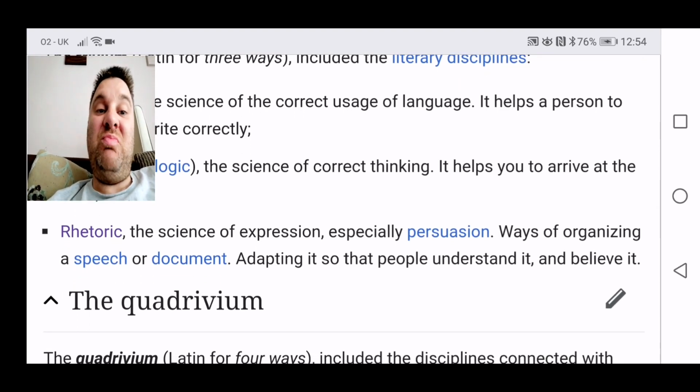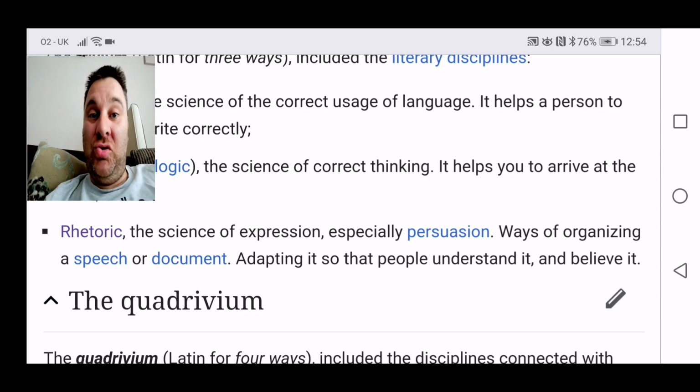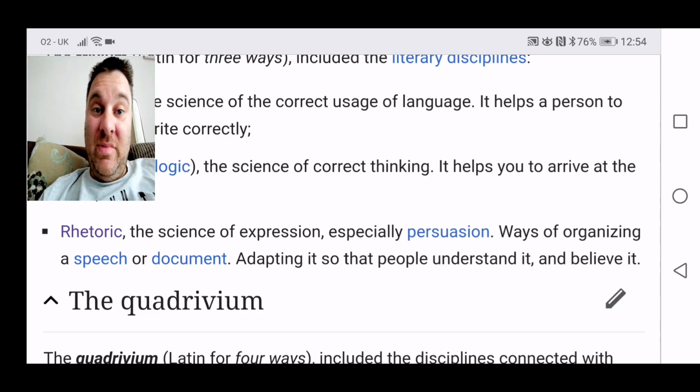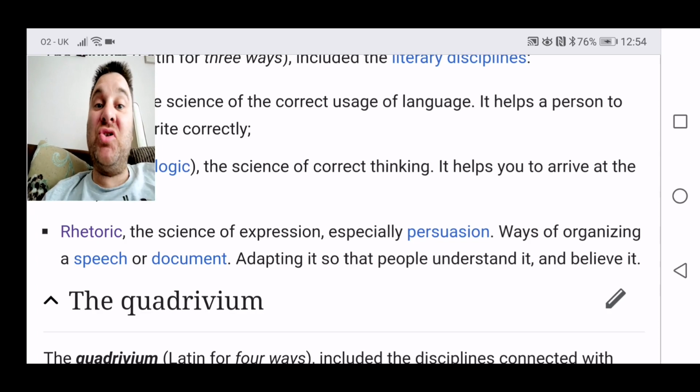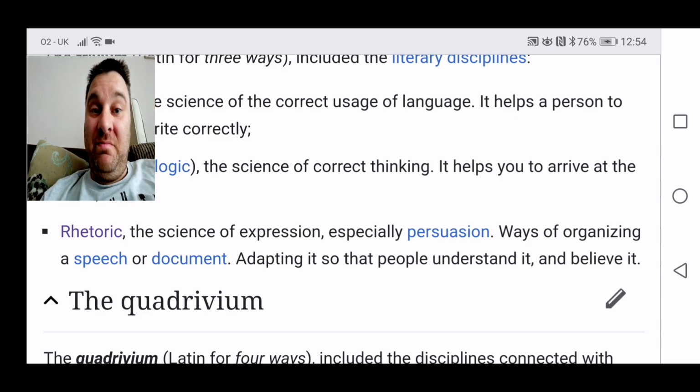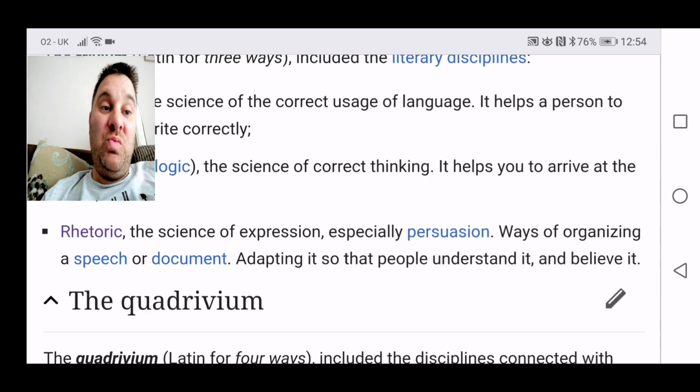Rhetoric, the science of expression, especially persuasion. See, this is one of the tactics used against us, this rhetoric. It's a science of expression, especially persuasion. It's to persuade you. And it's ways of organising a speech or document, adapting it so that people understand it and believe it. So basically, rhetoric is there to persuade you to believe something.